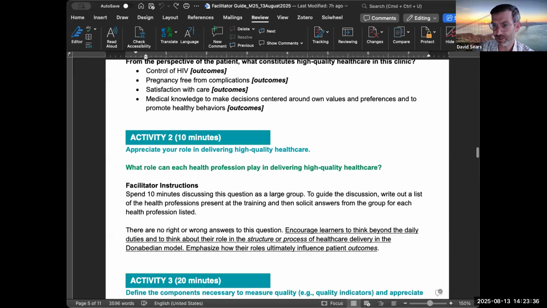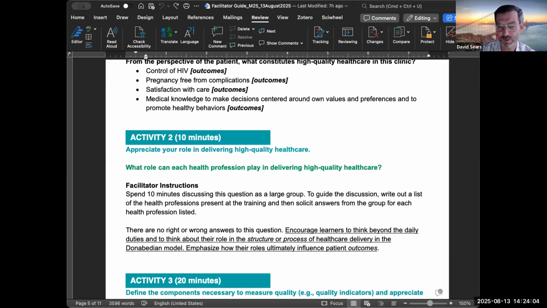Activity 2 is very reflective, very open-ended. So now that we have provided a definition and some pillars of high-quality healthcare, and the framework, the Donabedian model, for thinking about healthcare, we really want to engender a discussion here in activity 2, which is to have each learner think about their health profession and think about the structure, process, outcome of high quality healthcare, and what is their role?